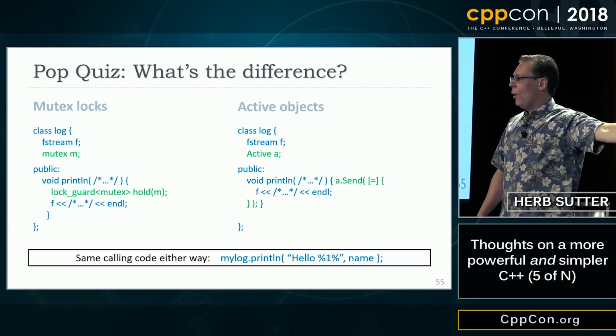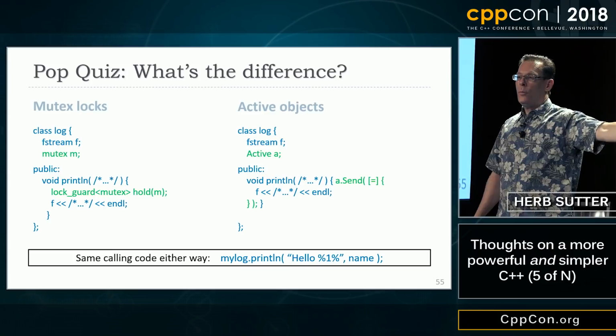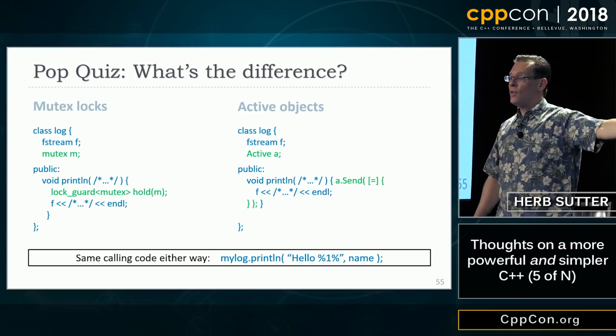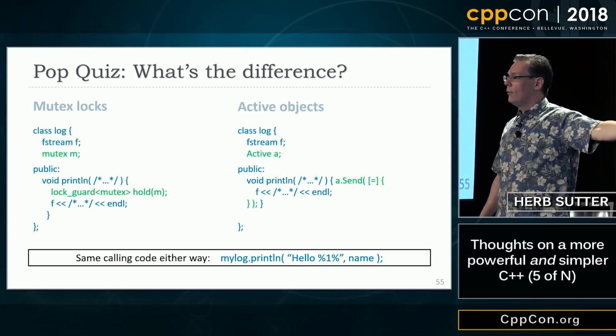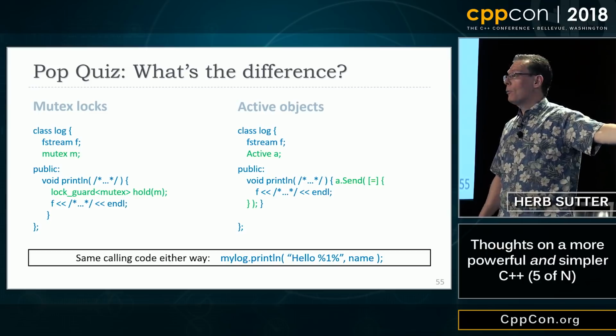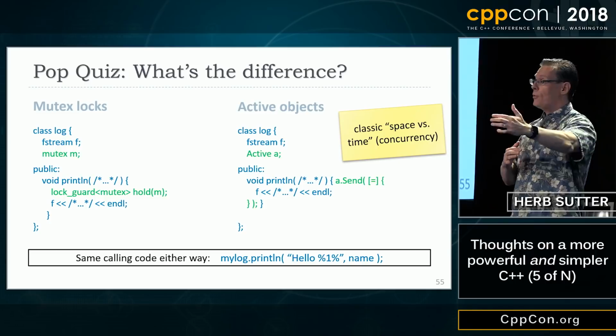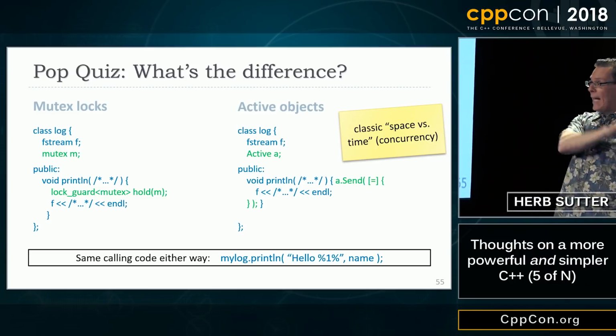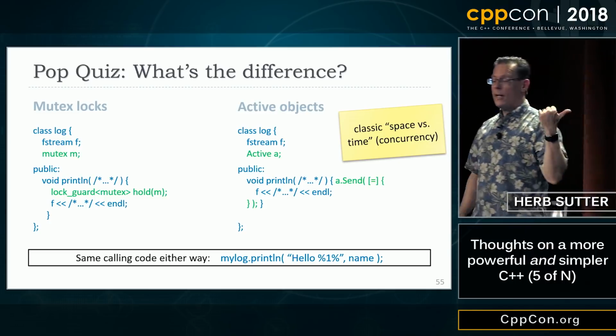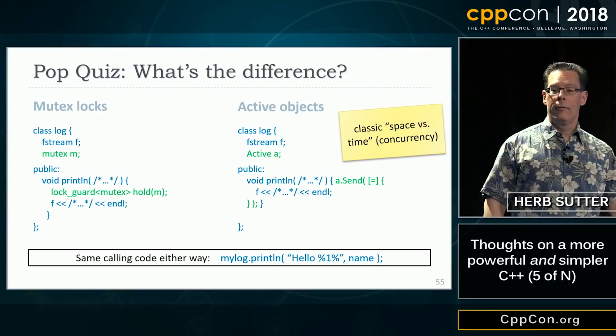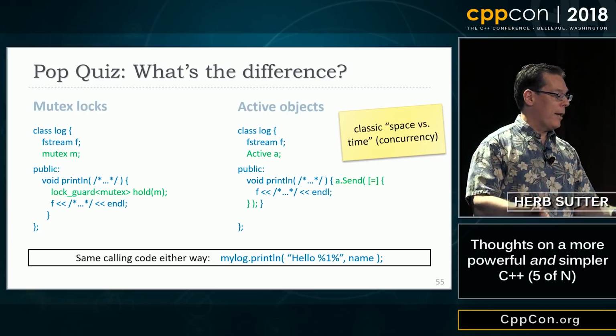Right-hand one. Why? Well, because on the right-hand one, does the caller ever block? No, caller never blocks. Now what are we doing? We're trading off space for time. We're going to queue up messages, so we're going to use space in order to get that concurrency, but the right-hand side is non-blocking. And so it'll scale better.